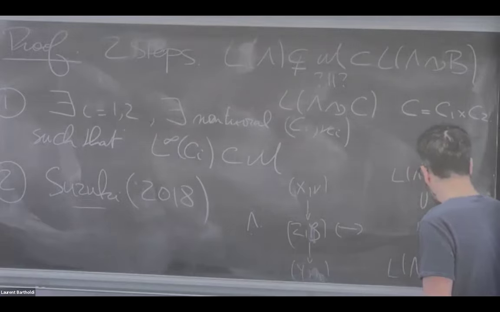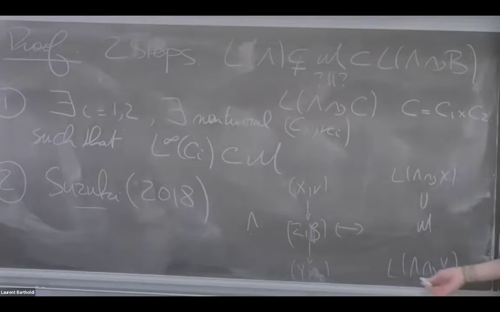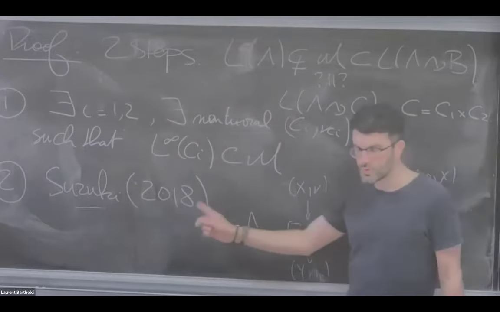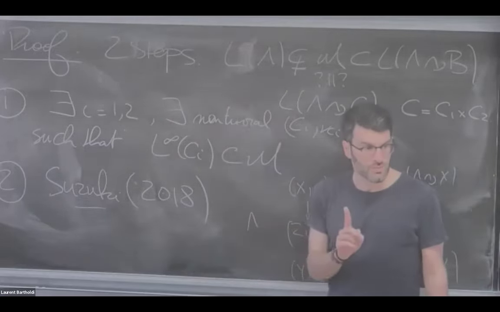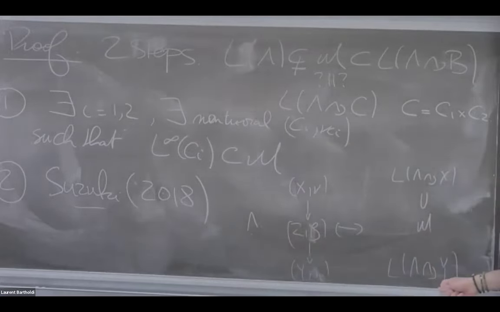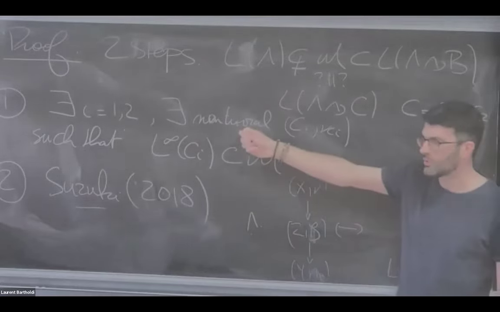Intermediate between the smaller group measure space construction and the larger group measure space. So you might say, well, wait a minute, isn't it what you want to prove? Yes, indeed. But Suzuki makes a crucial assumption. He needs the intermediate subalgebra to already contain something from the space on which the group acts. And this is what we do in the first step.